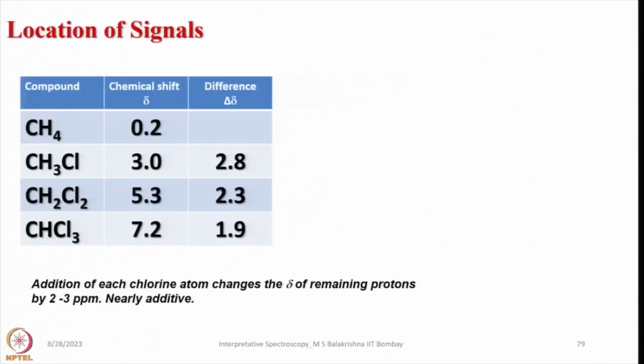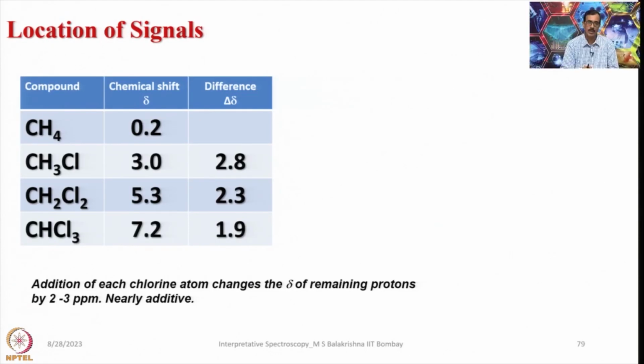So now the location of signals. After understanding what chemical shift is, what shielding is, and what deshielding is, now let us look into the location of the signals. The location of the signal is given by the chemical shift. As I mentioned, in the NMR spectrum the chemical shift of methane comes around 0.2 delta or 0.2 ppm. And if you look into methyl chloride, it comes around 3.